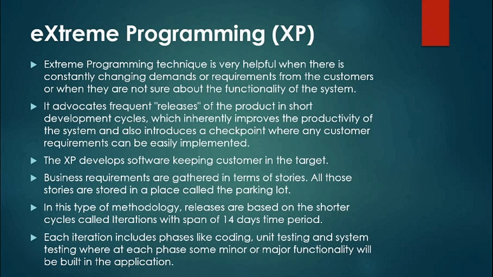In this type of methodology, releases are based on a shorter cycle called an iteration with a span of 14 days. So when I am talking about a 14 days time period, it means 3 weeks less 1 day, because in IT we work 5 days a week. So 5 plus 5 plus 4 makes the 14 days time period. Each iteration includes phases like coding, unit testing and system testing, where at each phase some minor or major functionality will be built in the application.